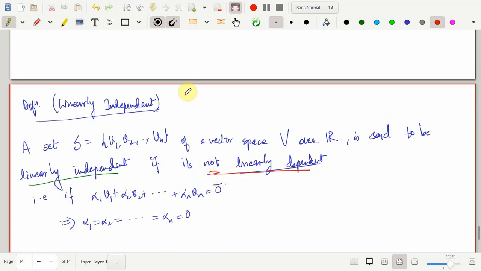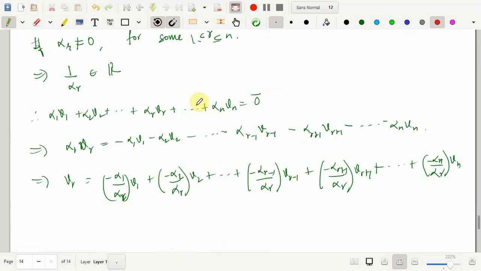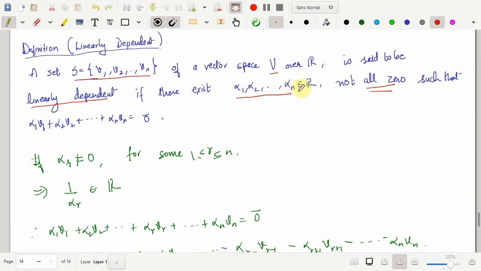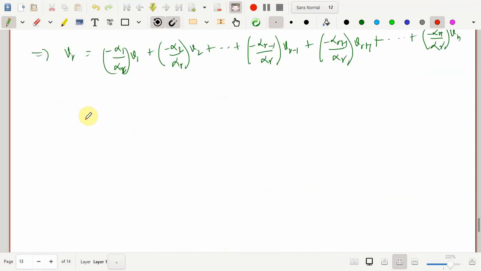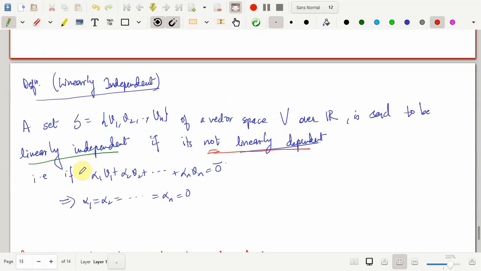Okay, I'll just go to the previous definition to make one remark. Definitely, if I take all the scalars to be equal to 0, it's going to satisfy this definition. What does this definition say? That if we are able to find this set of scalars such that not all are 0 but the linear combination is 0, then I say that v1, v2, ..., vn are linearly dependent. So please make the difference.